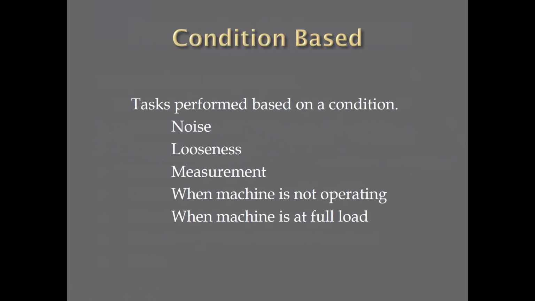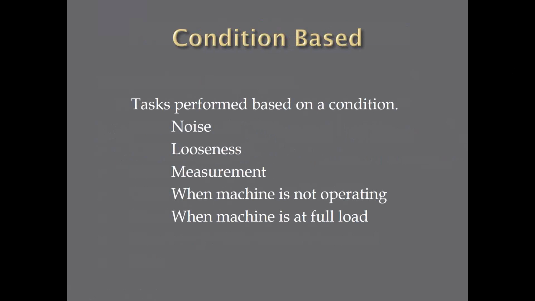Now we have these condition-based PMs. These are tasks performed based on a condition. Noise, we may make an adjustment. Looseness, if something's loose and moving around, there may be an adjustment we make. A lot of times we do PMs based on measurements. We actually take a physical measurement with some kind of a tool, and we do the PM based on that measurement. There's a lot of times we can only do PMs when the machine's not operating.